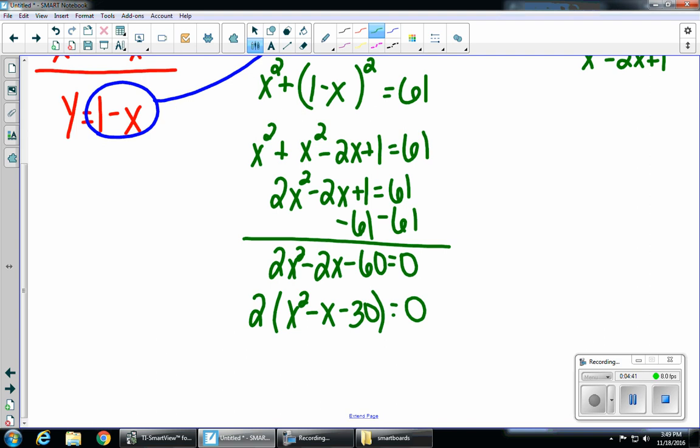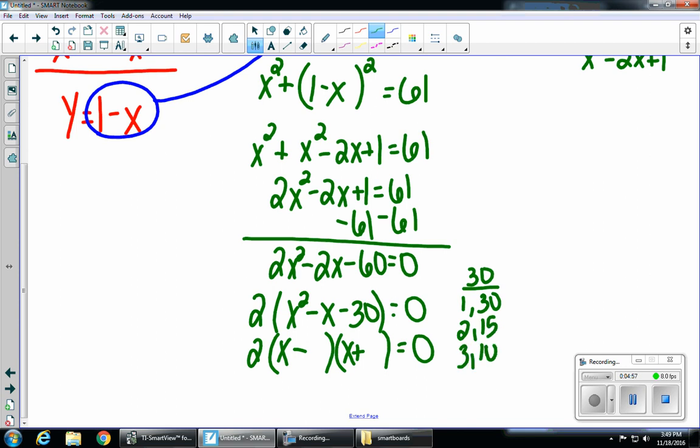I can continue factoring from here: 2 parentheses, x, a negative, and a positive. My factors of 30 I'm going to list out on the side to make it a little bit easier.